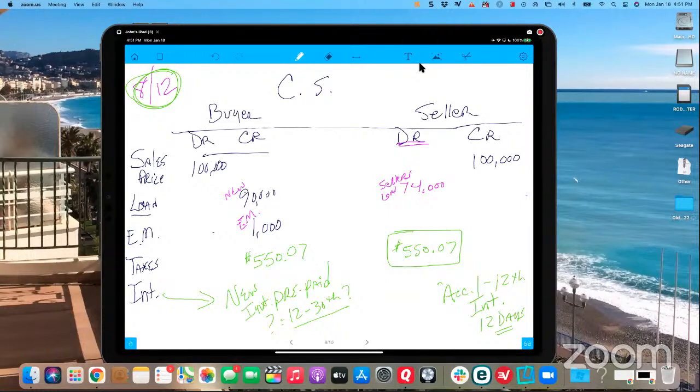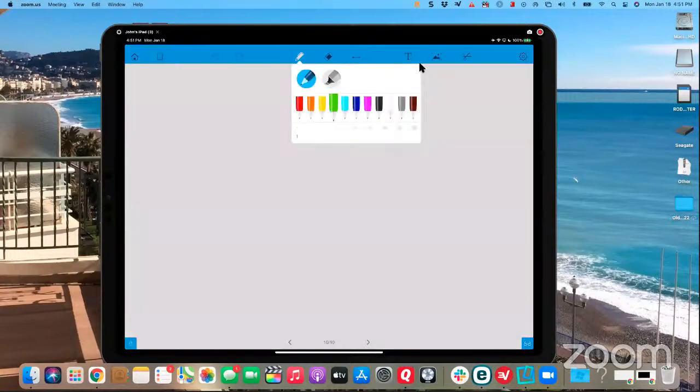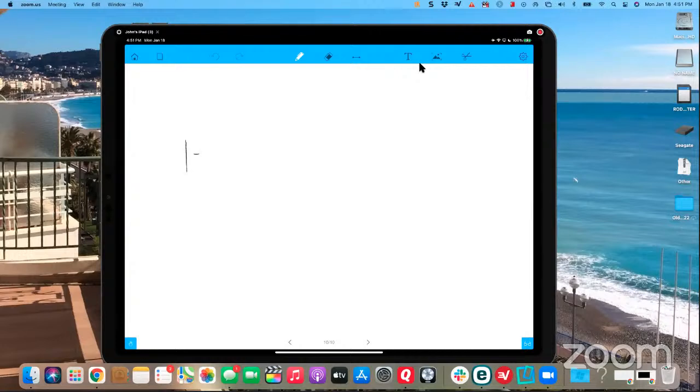Now, why are we going to need to figure that? Because interest is just like taxes. This is the 1st of the month. This is the 30th of the month. When you make your mortgage payment, whether it's due on the 1st, 5th, or whenever, you're actually paying for the previous 30 days, even though you make it on the 1st.